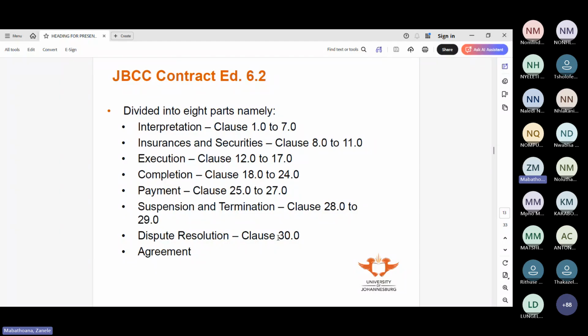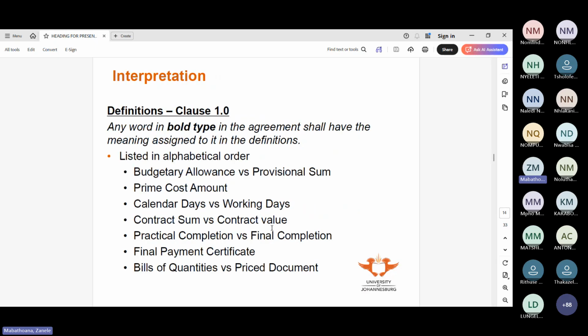Who can suspend the works? When? Why? How do they undertake suspension? What is the process to follow when you suspend the contract? Termination. Who can terminate? Under what circumstances? And how should that be handled? Okay, then you have clause 30, which deals with your dispute resolution. So all in all, we have 30 clauses. And the last part would be your agreement. So that would be like your contract data with the details of the parties, the addresses, and all of that.